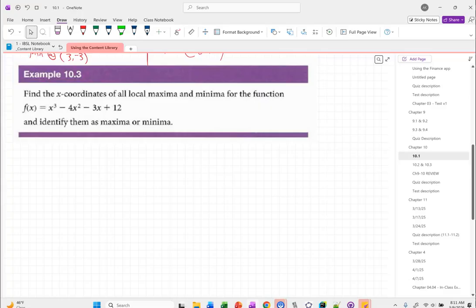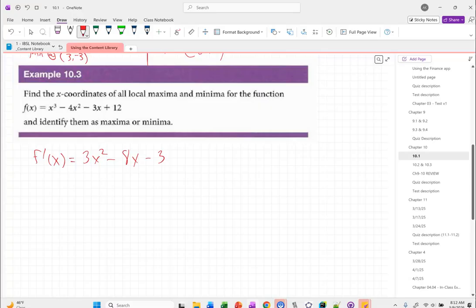How do I start? You find the derivative of that function. What's the derivative of x cubed minus 4x squared minus 3x plus 12? 3x squared, yes, minus 8x, minus 3, plus 0. And again, you could write the plus 0. It's not wrong to do that. I'm not going to. We don't need to do it. It just kind of evaporates.